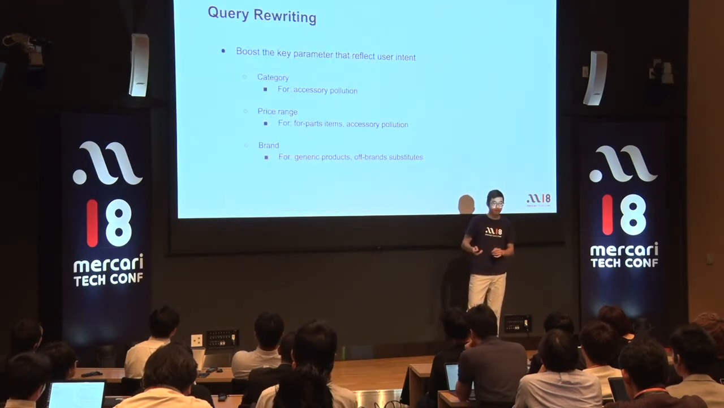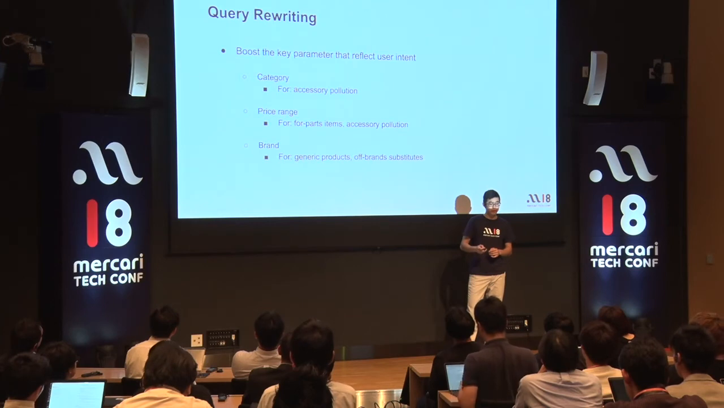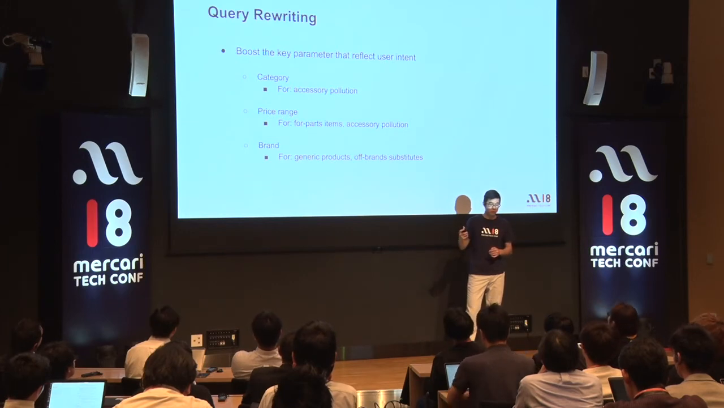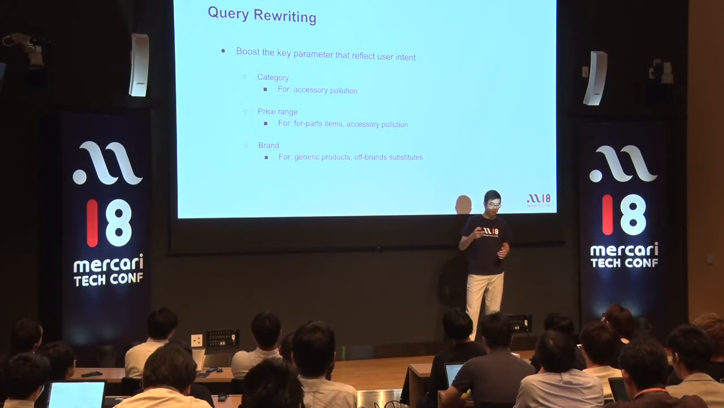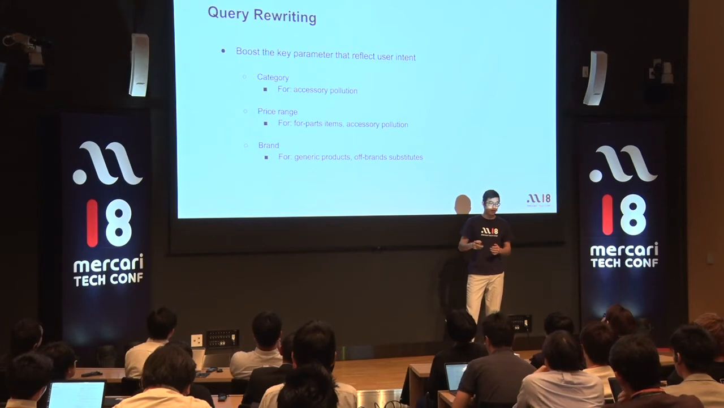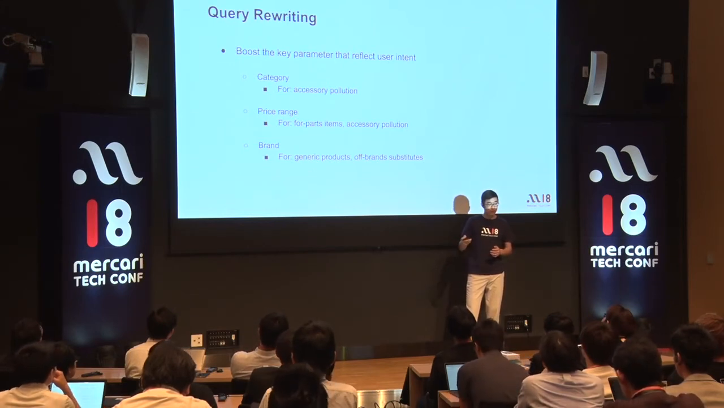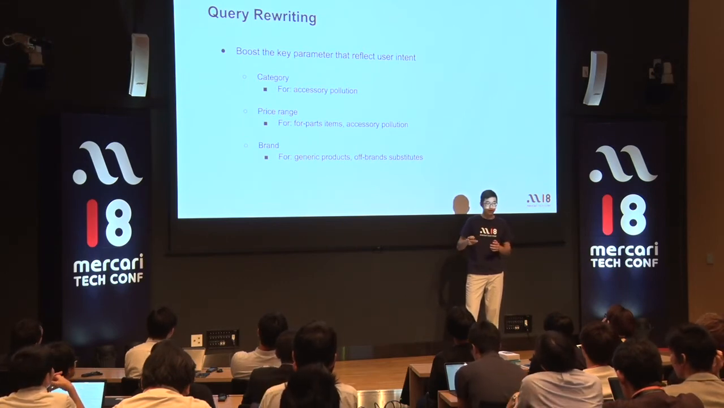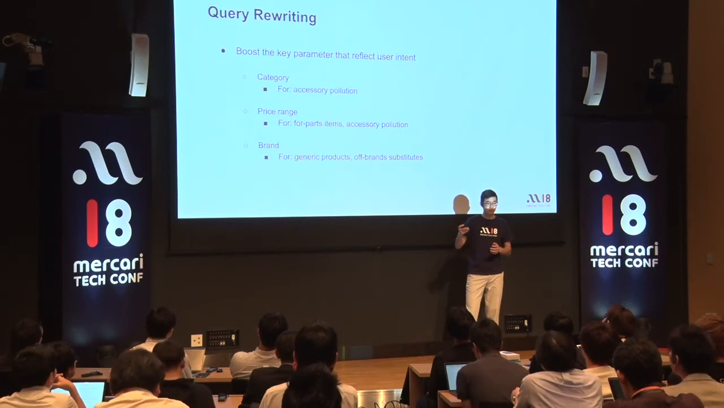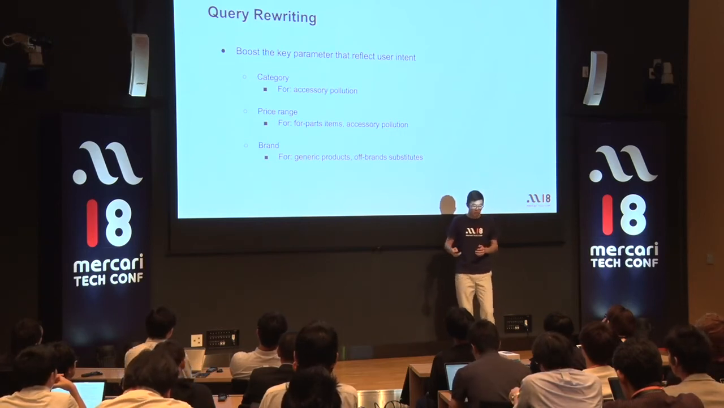And the second process is query rewriting. And here, we just boost the key parameters that we found in the previous step of determining user intent. So as I mentioned, we boost either category, price range, or brand. And they each are efficient at eliminating different kinds of noise. So boosting category often works for eliminating noise that are accessories. So that's like a battery for the iPad.